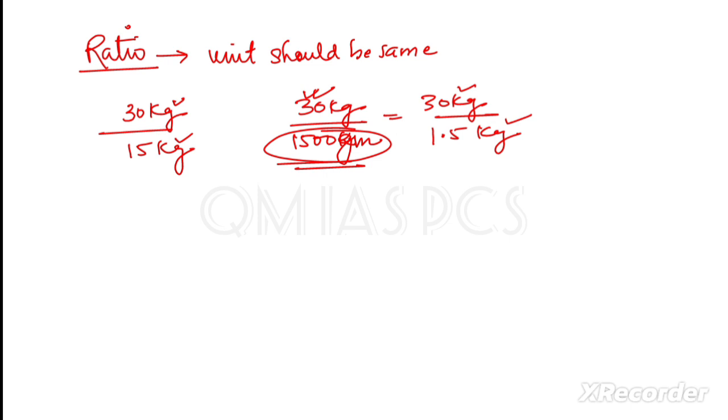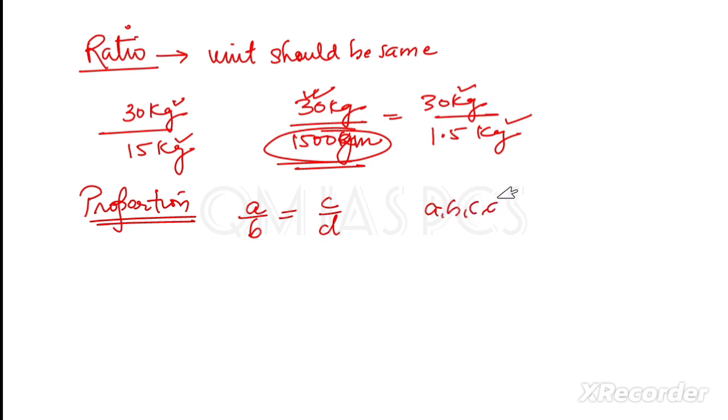Okay, fine. Now proportion. What is proportion? Proportion means when two equal ratios are given, we are equating two equal ratios, and that thing is proportion. Like if I say a by b is given, and we are saying that c by d is also in the same ratio, a by b is equal to c by d, so we can say that a, b, c, d, these four numbers are in proportion.